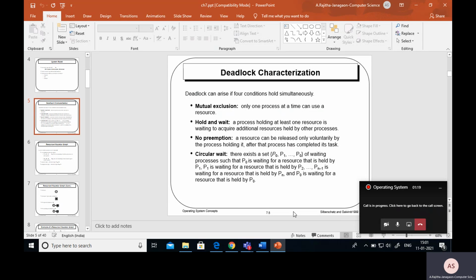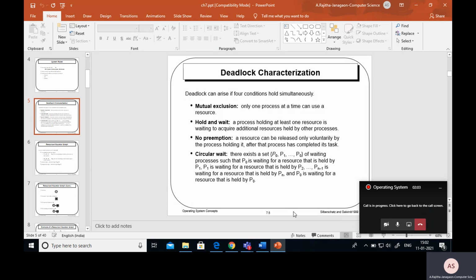Because of that, system resources are tied up, which prevents other jobs from starting. So whenever a deadlock occurs, processes never finish their execution, and system resources are tied up, preventing other jobs from starting. Before we discuss how to handle deadlocks, there are various methods to handle them. First of all, we have to discuss deadlock characterization.